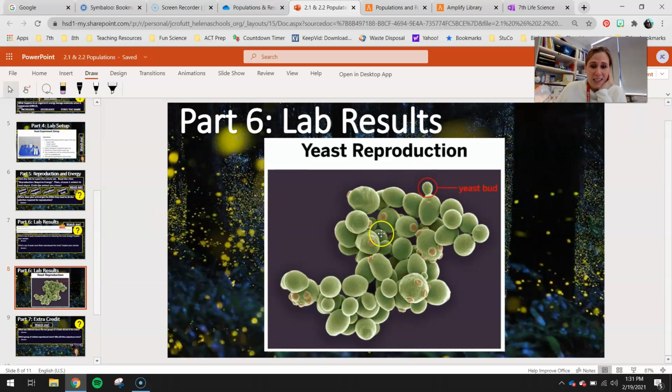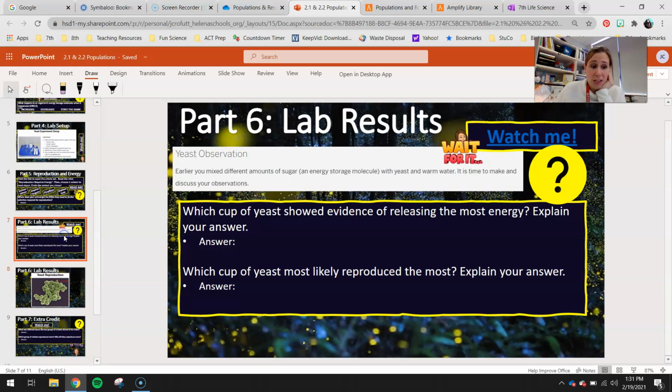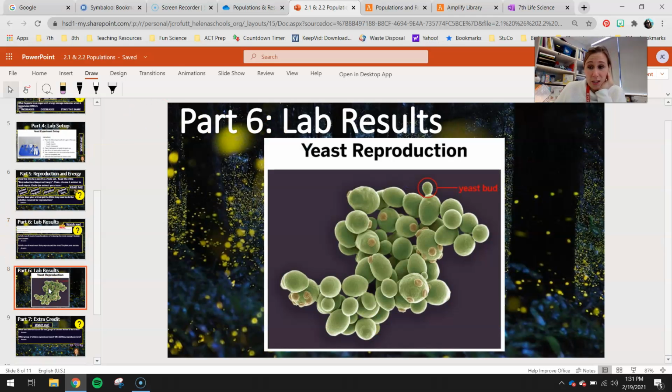Okay, so since we can't see those, you can see kind of what their reproduction looks like. It's not easy for them to just grow something off their body and then pinch it off, so they would obviously need some help there. You can use this information to relate to what you're answering back in your lab results. So which one explains the most release of energy? Think about how reproduction in yeast works.